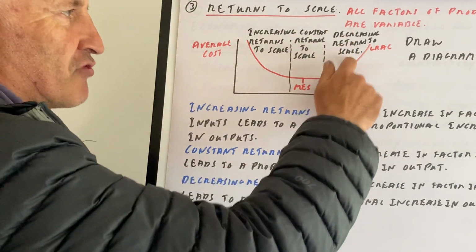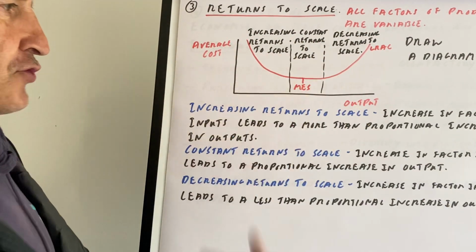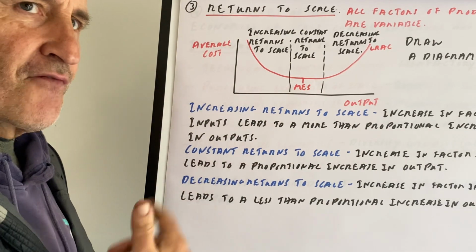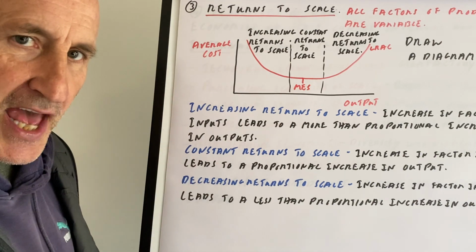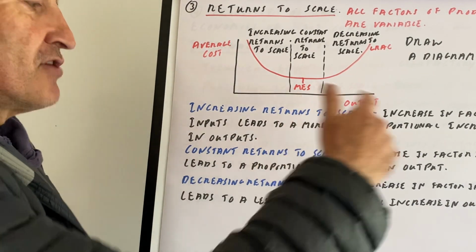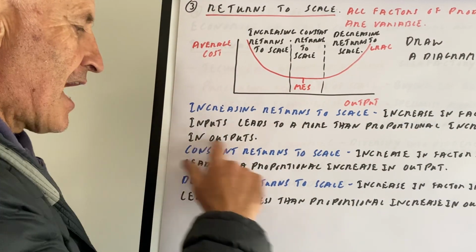Okay, then we get decreasing returns to scale over here. So we draw a diagram like that, and you get a few marks for doing that. Increasing returns to scale means if you increase the factors of production by, say, 10%, then you'll get an increase in the output by, say, 20%. So an increase in factor inputs leads to a more than proportionate increase in output.